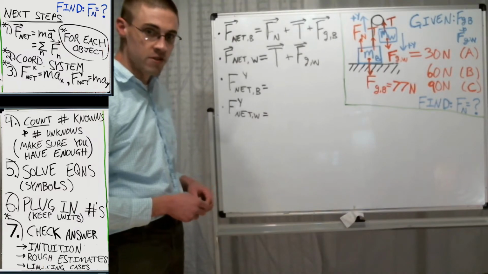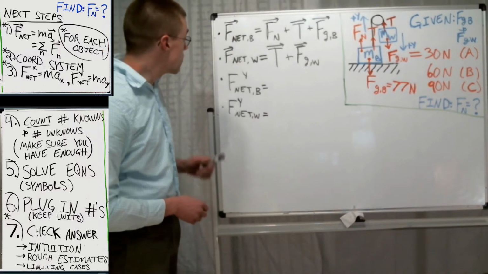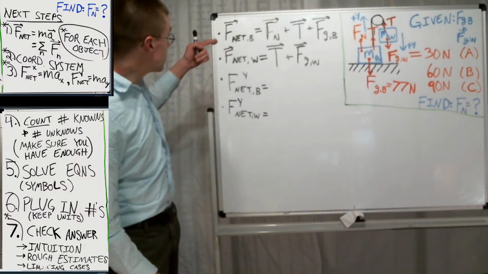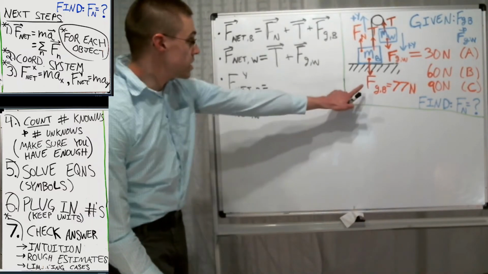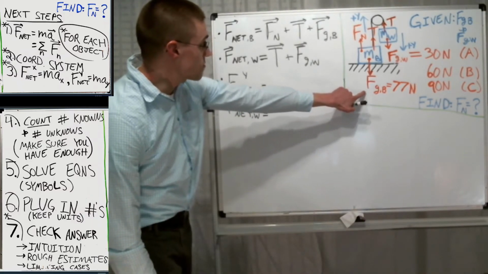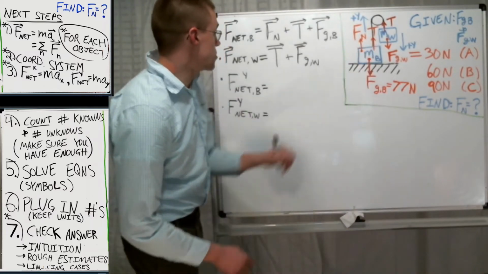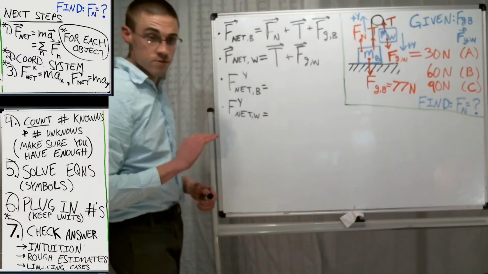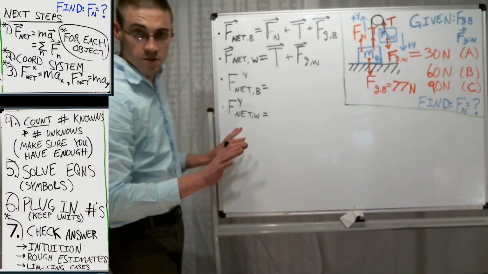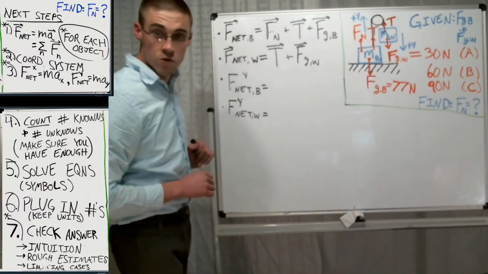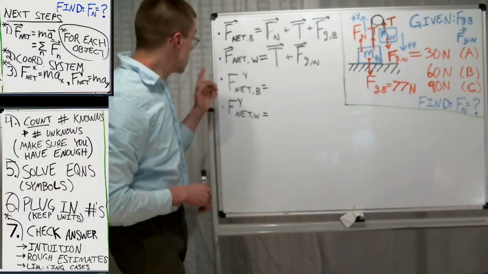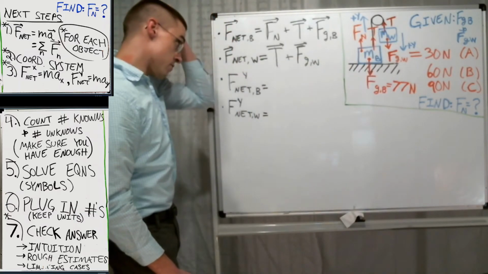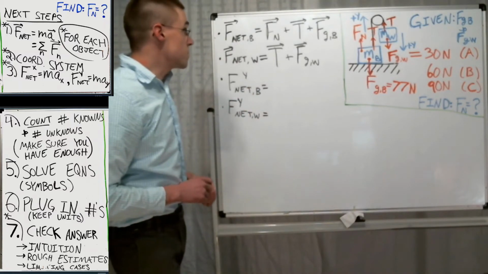Step 1 was to set up an F net equals ma equation for each of the individual objects. So I have F net on B. Just looking at the free body diagram, I have a force of gravity, a normal force and a tension force, so Fn plus T plus Fg. Note that this is true independent of whatever the coordinate system is. It doesn't matter what the coordinate system is, that's still true in its vector form. Now, F net on W is just a tension force and a force of gravity. There, that's step 1.